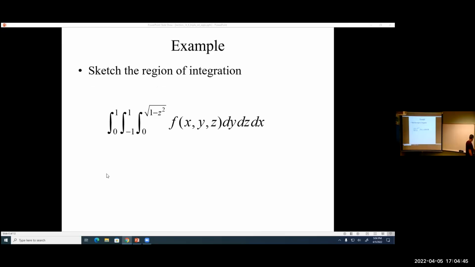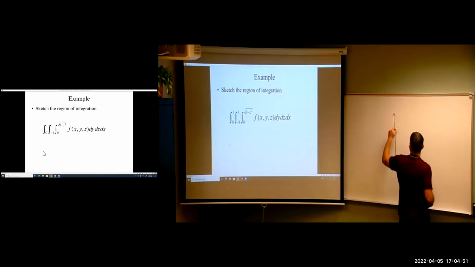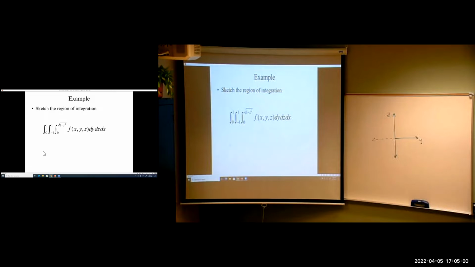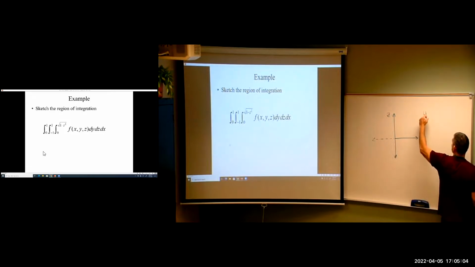What that tells me is that in my YZ plane, so there's our Y, there's our Z. And I know this is y equals, because dy, so y equals, the first thing we have to plot is y equals square root of 1 minus z squared.